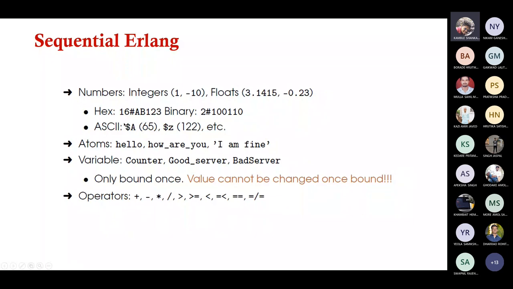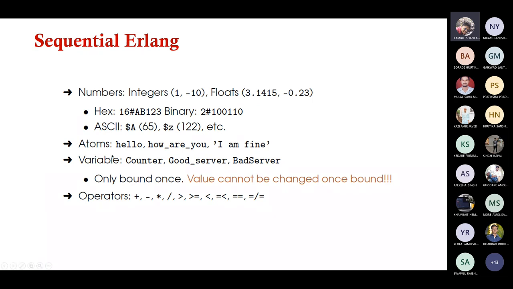If it is an ASCII value, you need to precede it with the $A, and when it is $A, it means it is representing 65. So 65 is the ASCII value for capital A. If it's a small z and you precede it with the $, it will give you the ASCII value of that particular alphabet.